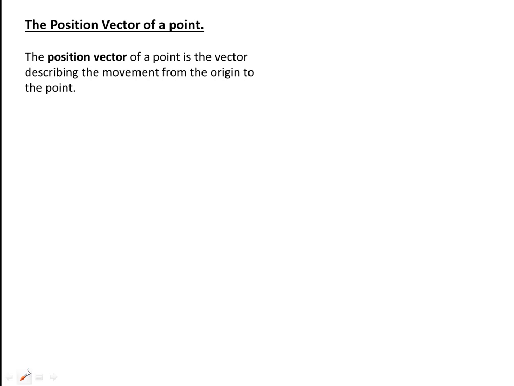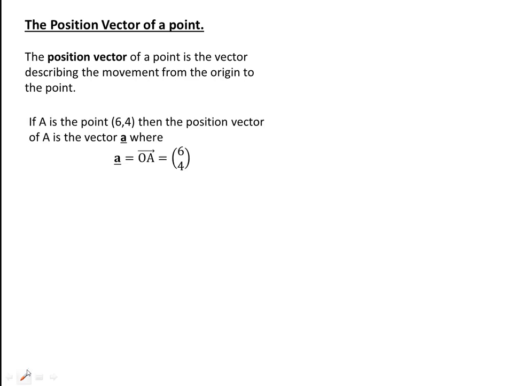First of all, a very quick bit of terminology. The position vector of a point is simply the vector that describes the movement from the origin to the point. So for instance, if A is the point (6, 4), then the position vector of A is the vector (6, 4). As we can see in the diagram, the position vector, little a, is simply the vector joining the point O to the point A.